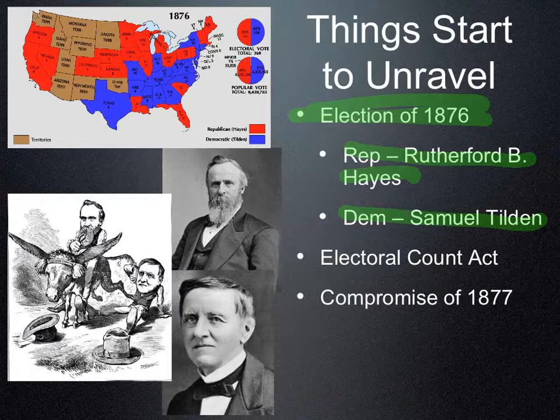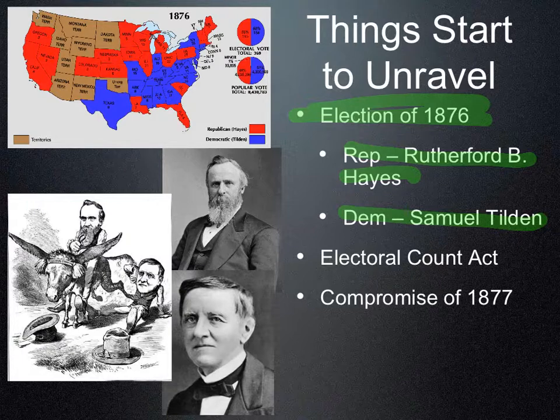185. Okay? As counting started to wind to a close, Tilden had 184 electoral votes, with 3 states and 20 electoral votes still out. Okay? So if he gets any of those 3 states, he is the next president. Louisiana, South Carolina, and Florida had all returned 2 sets of returns. They had all sent in 2 sets of returns.